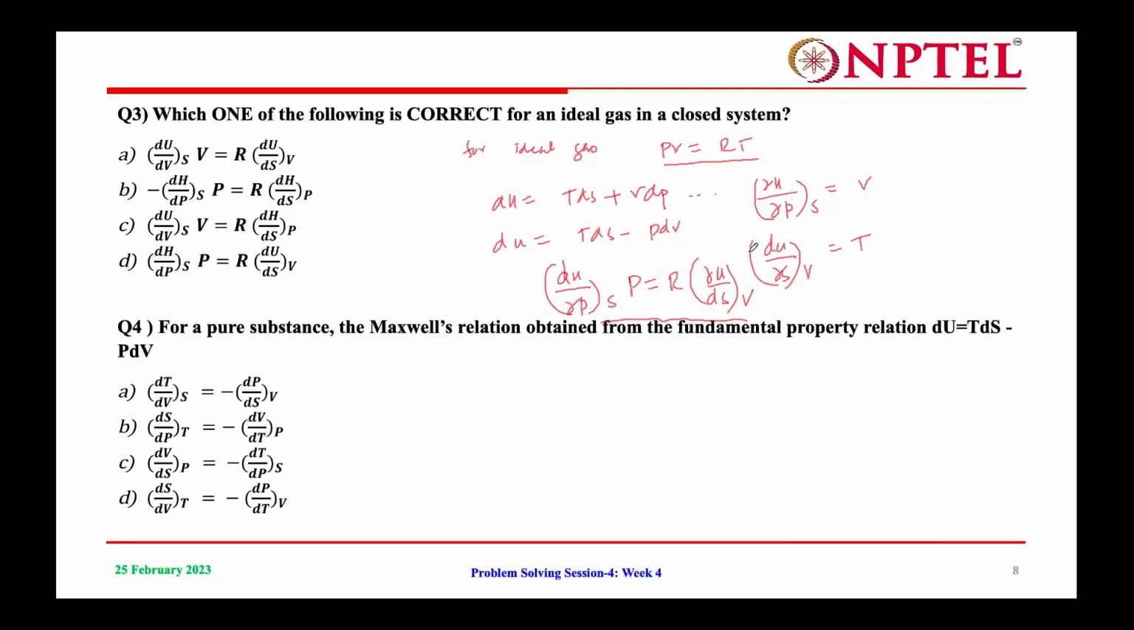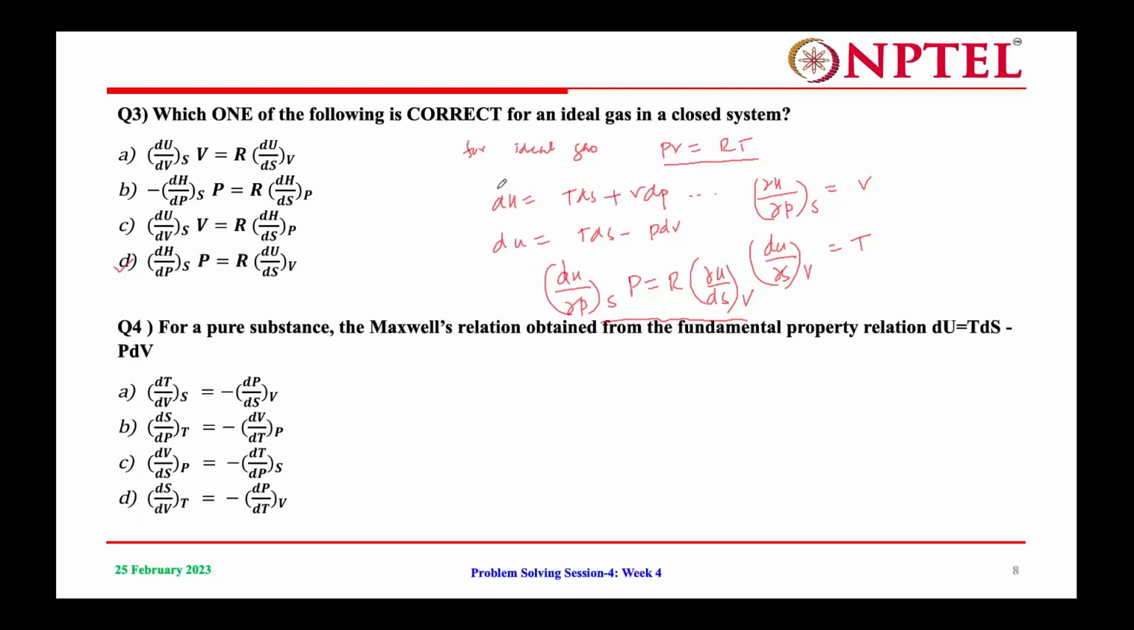Getting or not this one? You can take the partial derivative with respect to the different properties at constant, different constant properties. Yes, option D is correct. Option D is correct, right? Please explain one. I am not getting.